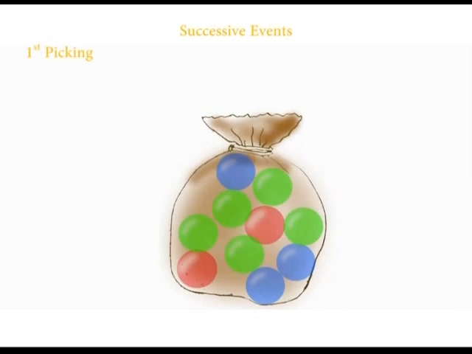If you picked one ball, the probability of picking a green is 5 over 10. The probability of picking a red is 2 over 10. And the probability of picking a blue is 3 over 10. That's simple.